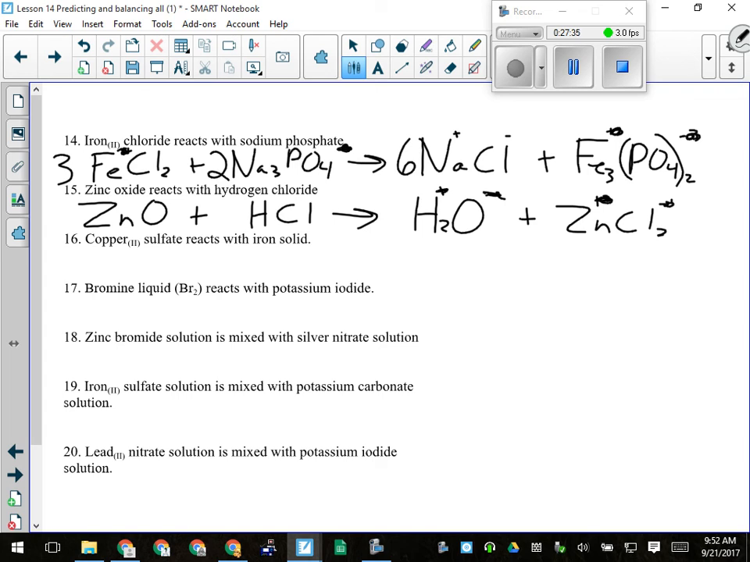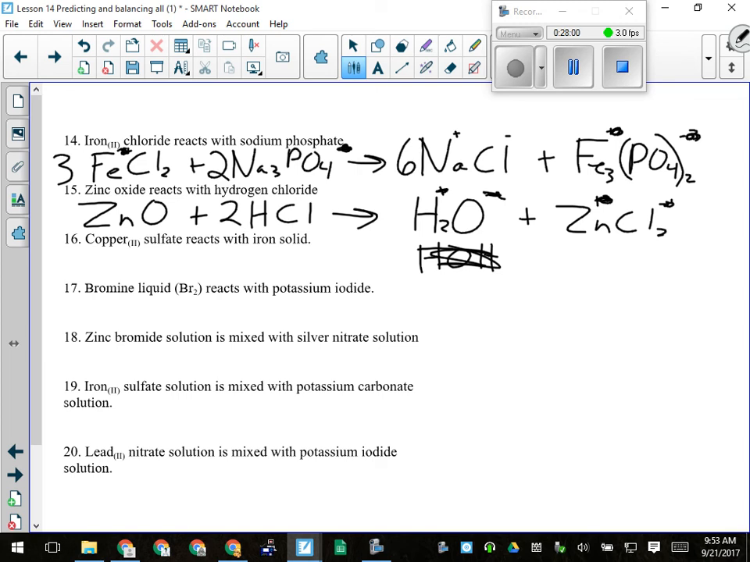So I've got 2 chlorines and 2 hydrogens on that side, so a 2 here pretty much fixes everything. And it wouldn't be any different if I had written this as HOH. These 2 hydrogens had to come from here, right? Because only oxygen came from the zinc. All right, any others?